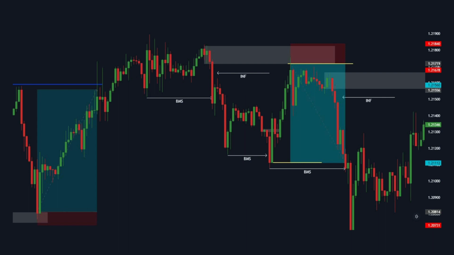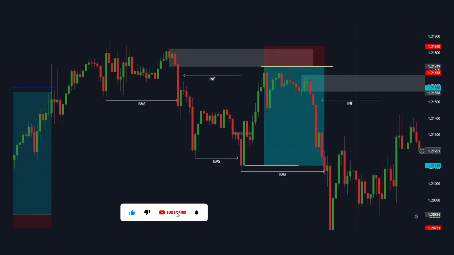Remember, the trend is your friend. So whenever possible, trade with the high time frame trend, or at the very minimum, the 1 hour trend.